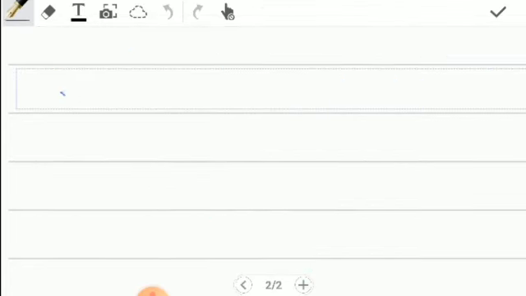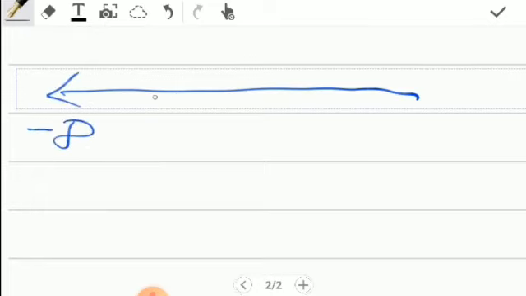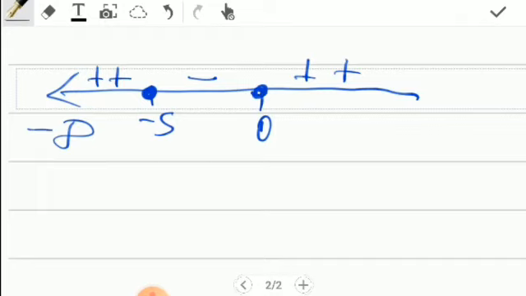So we had negative infinity, negative 5, and 0. The numbers we tested gave positive in this section, negative in that section, and positive in that section. Remember that negative 5 is part of our solution because the original inequality had greater than or equal to. If it is greater than or equal to 0, then the number is positive.